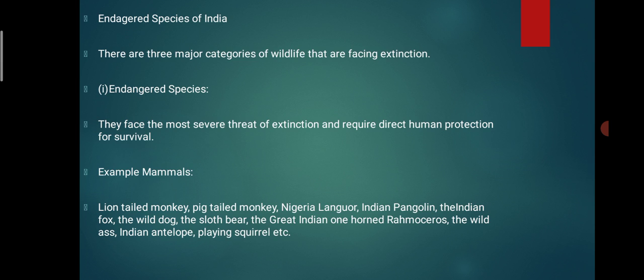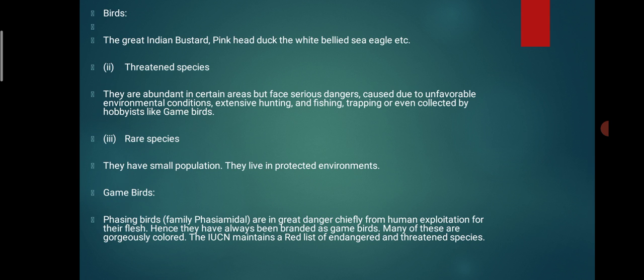Endangered species in India. Endangered species are those most severely threatened with extinction, requiring direct human protection for their survival. That means the species require protection by humans. For example, among mammals: lion-tailed monkey, pigtail monkey, Nilgiri tahr, Indian pangolin. These are the species that are endangered and need protection.